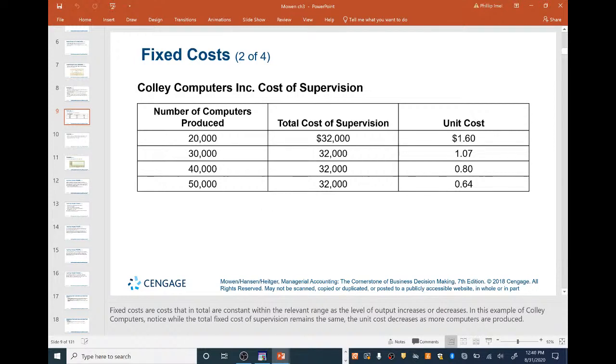Okay? Let's skip 40 and move down to 50,000. Notice our total cost of supervision is unchanged. It's held intact at $32,000, but now our unit cost is down to 64 cents per unit. So you can see as the number of computers produced increases, the unit cost is actually going to decrease, but your fixed cost stays the same, right?